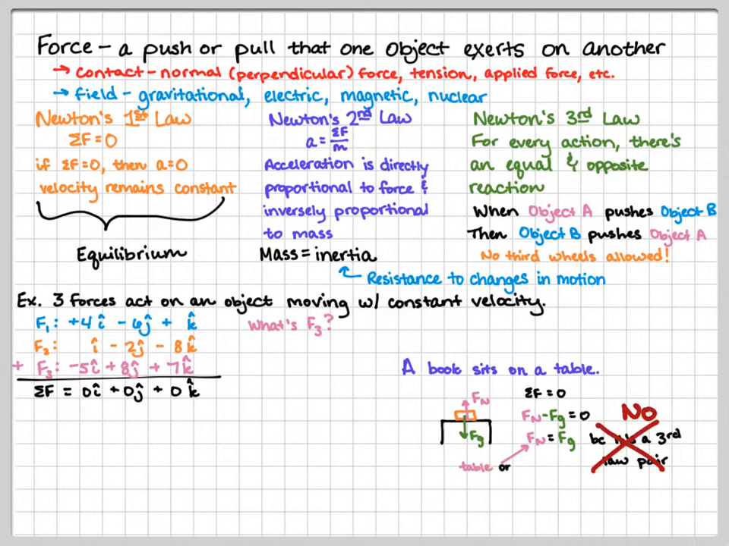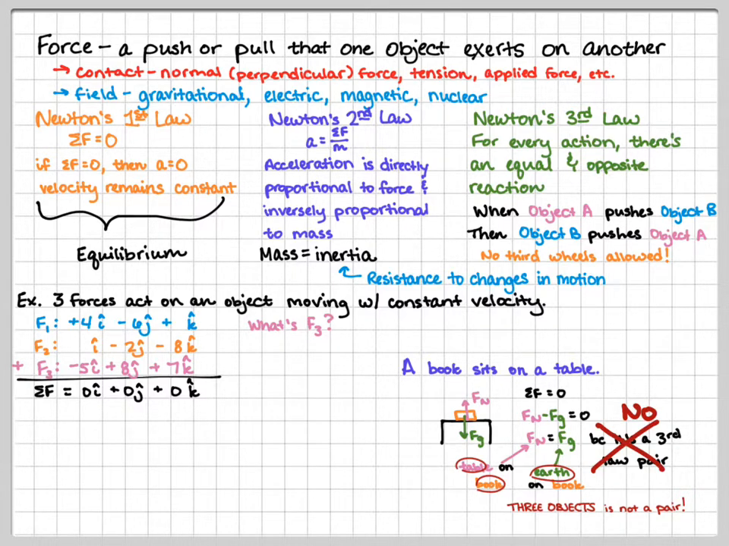No, wrong. It is not a third law pair. You fell for it, okay? If you think very carefully about the objects causing the normal force and the objects causing the gravitational force on the book, the normal force is caused by the table pushing upward on the book. The gravitational force is caused by the earth pulling downward on the book.